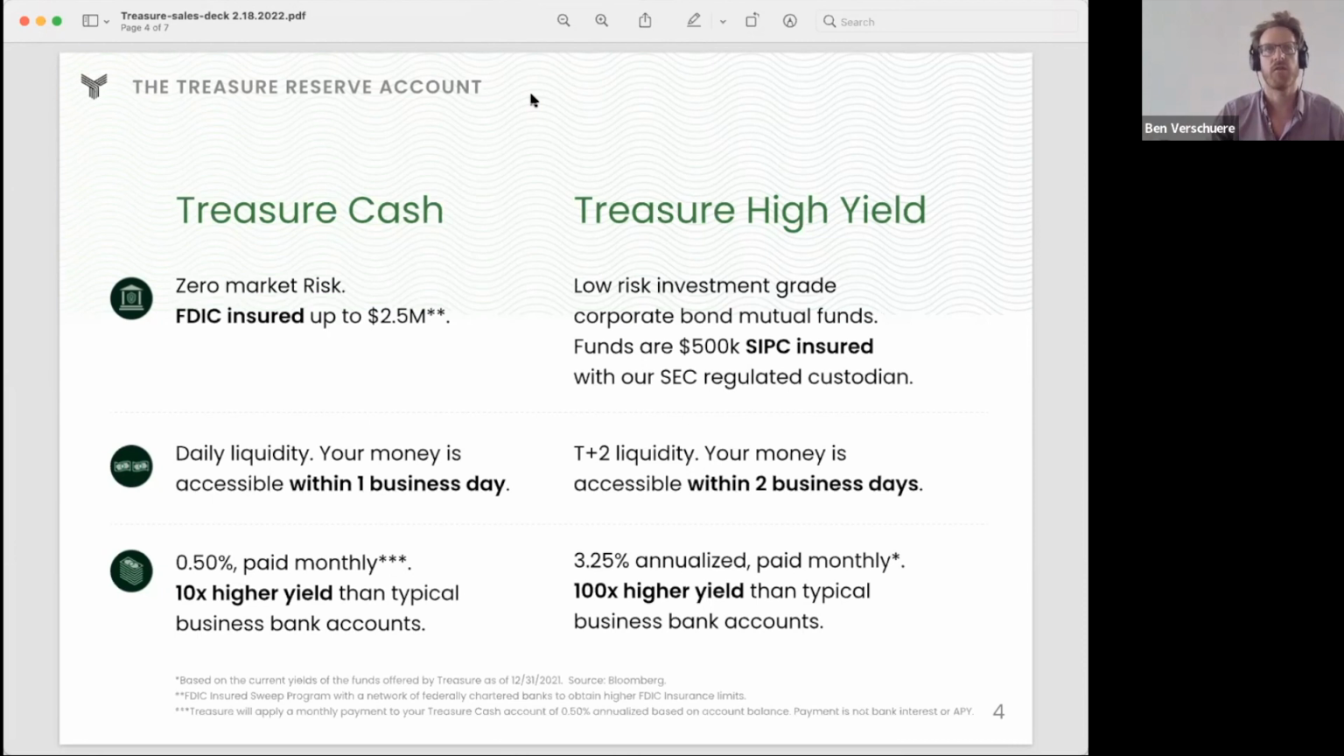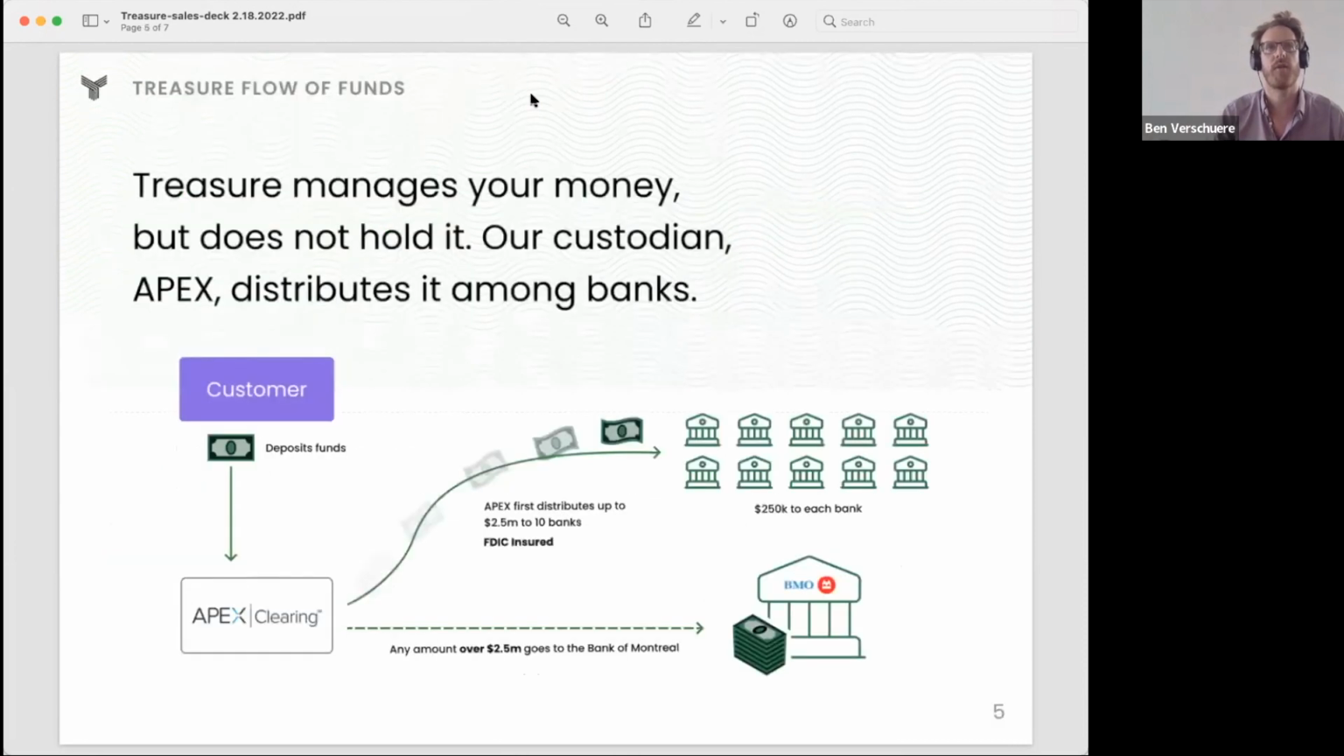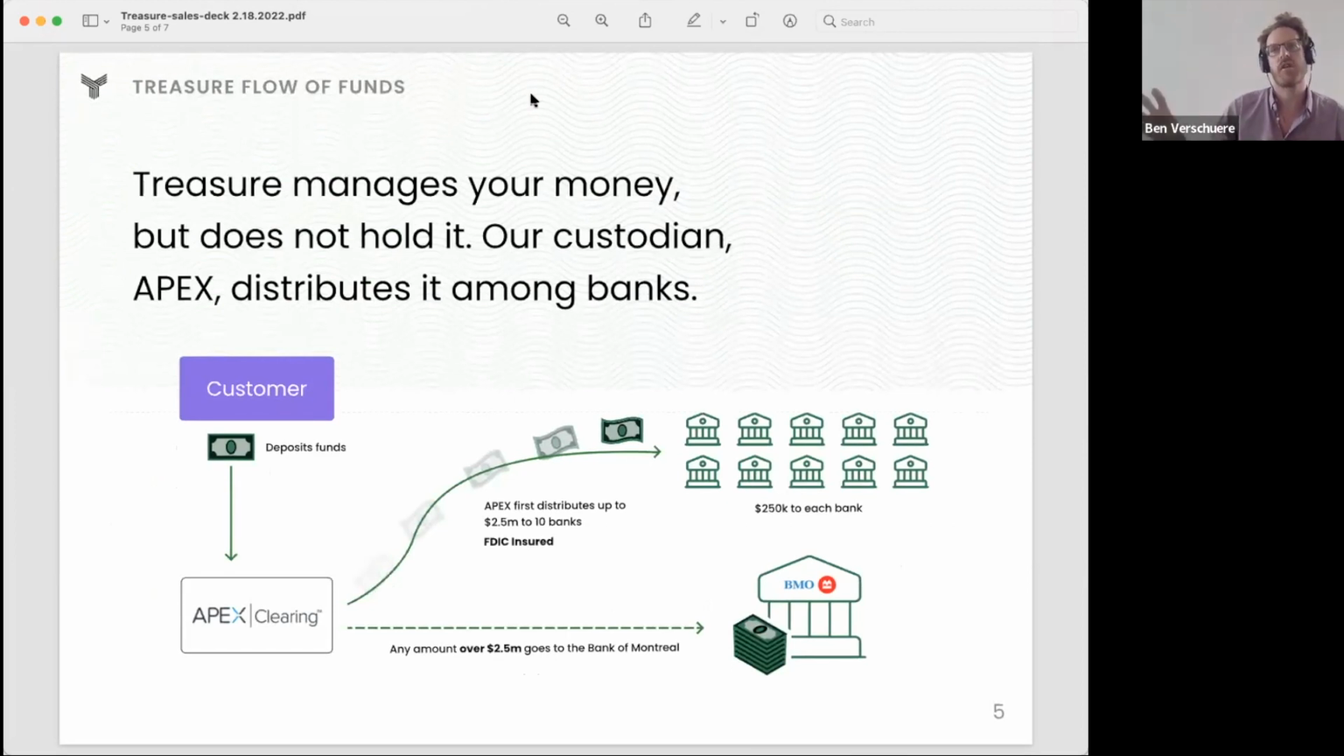And then a quick second slide about the flow of funds. So Treasure, we are set up as an RIA. At no point in time do we touch the customer money. We are essentially the tech enabler to move the money from the customer to our clearing and custodian, which is Apex. Apex is the custodian of large fintech companies such as SoFi, M1 Finance, Stash.